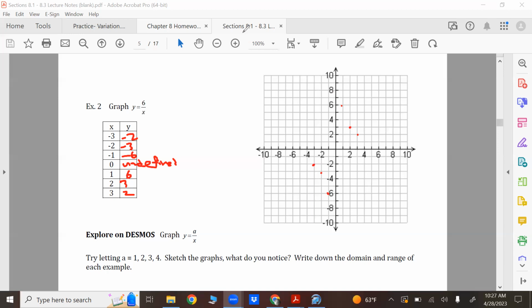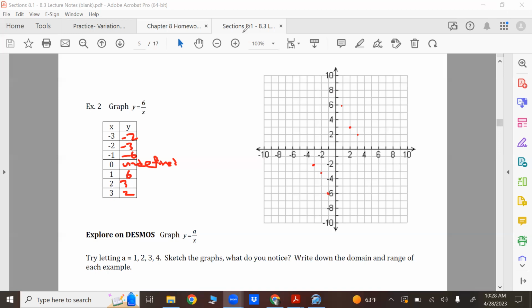Because what does it mean to have a y-intercept? What does x equal when we have a y-intercept? 0. Can I do 6 divided by 0? No. It's undefined, right? That's the reason why you can't do 6 divided by 0. Can you multiply 0 by something and get 6? No, you can't. So you got to be very careful when you do these.